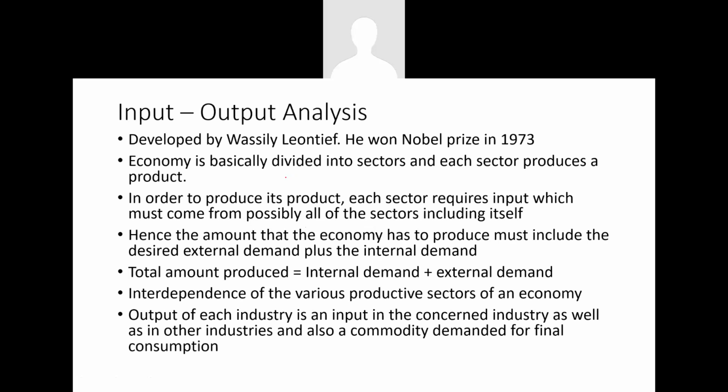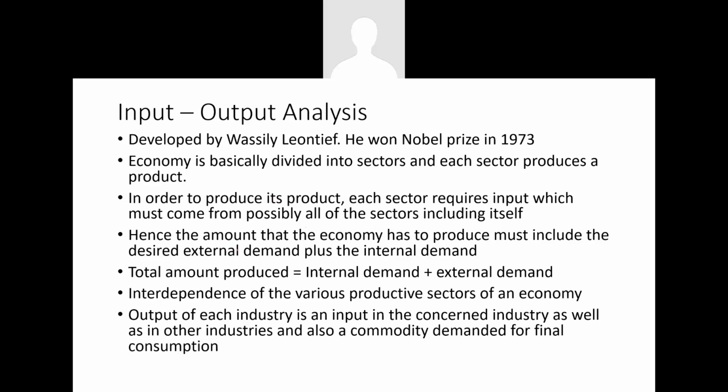You can find sectors like the agricultural sector, industrial sector, service sector, etc. And each sector will be producing a product. And all these sectors are interdependent because to produce a product, the sector will require inputs from its own sector, and it also requires inputs from other sectors. For instance, for production to take place in the agricultural sector, you require some inputs from the agricultural sector. You also require inputs from other sectors like the manufacturing sector, service sector, etc. So that is why we say that there is interdependence among these sectors.